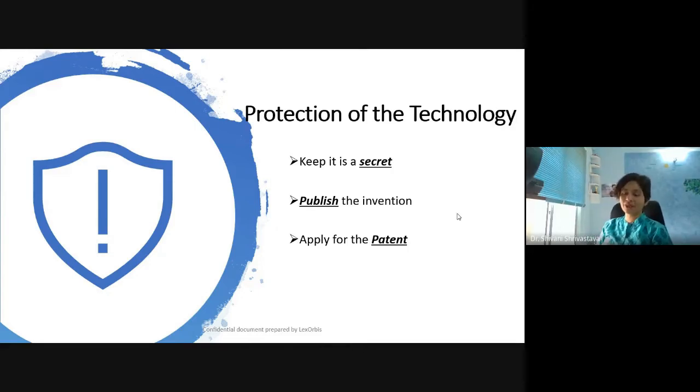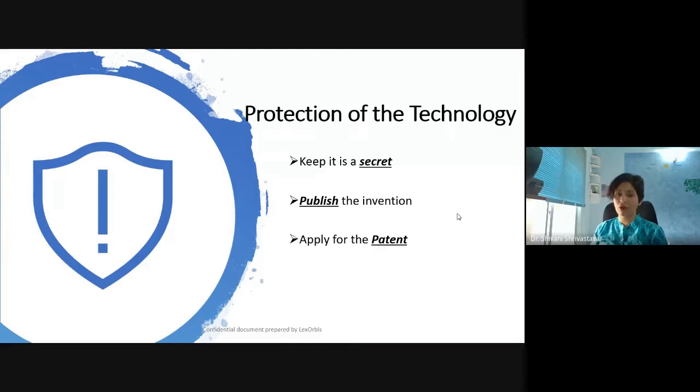It's not easy to keep the technology a secret, because you would be using it, and then it's difficult to hide it. A lot of time would be taken, and it's very expensive, and it's not very possible to keep it as a secret. So the other option is to publish the invention.